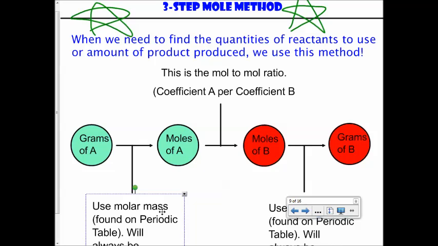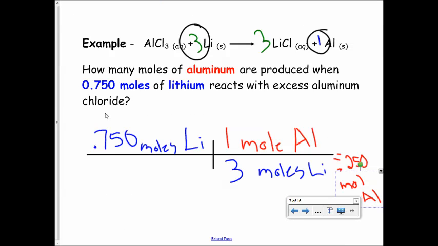If you want to go from grams of some sort of compound A to moles of a different product, you are going to first go from grams of A to moles of A, and then you go from moles of A to moles of B. Well, how do you convert from moles of A to moles of B? You use your mole to mole ratio. You use your coefficient A to coefficient B. So again, coefficients are your numbers up here. So your mole to mole ratio of lithium to aluminum is a 3-to-1.